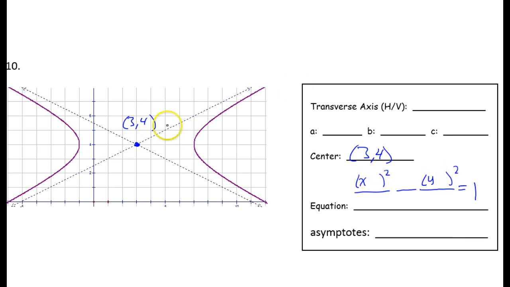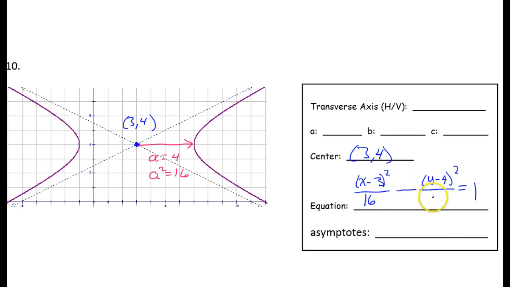So I'm going to do the opposite of these. So I'm going to have minus 3 actually and minus 4. So our numerators are done. All we need is a squared and b squared. Well, that's easy peasy because the a value is the distance from the center to a vertex. So we can see that the a value is 4. So a is 4, which means a squared is 16. So the first denominator, which is always a squared, is 16.